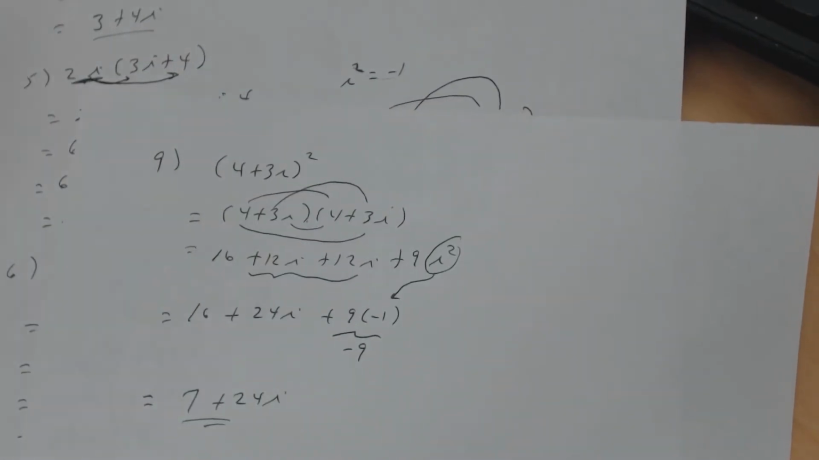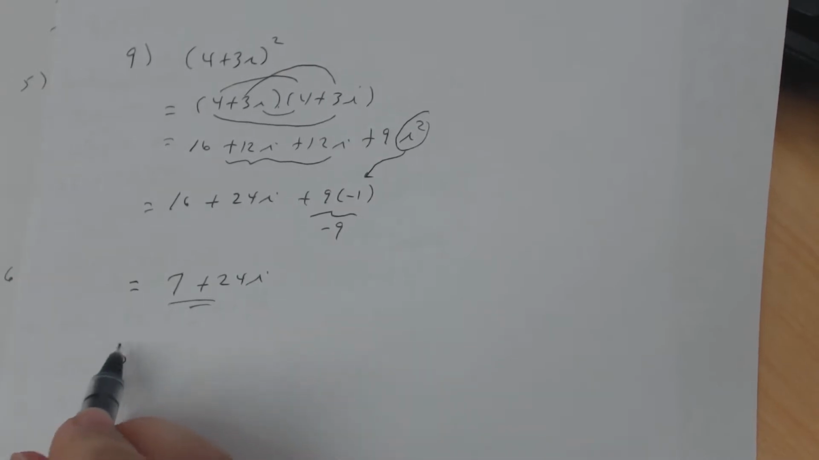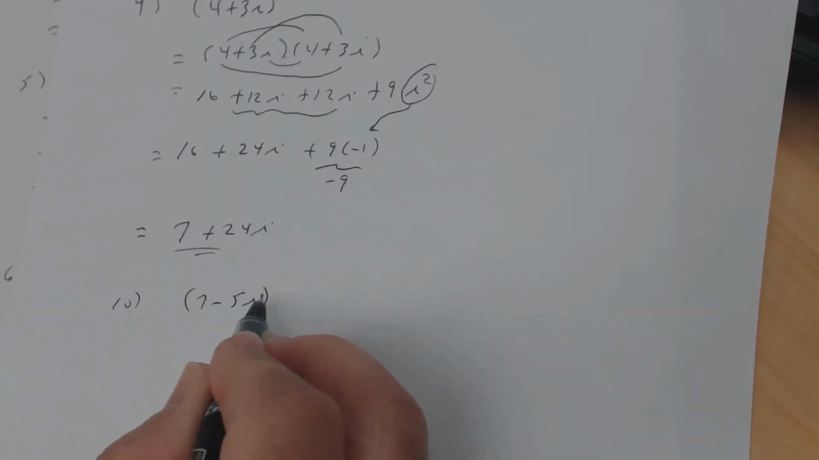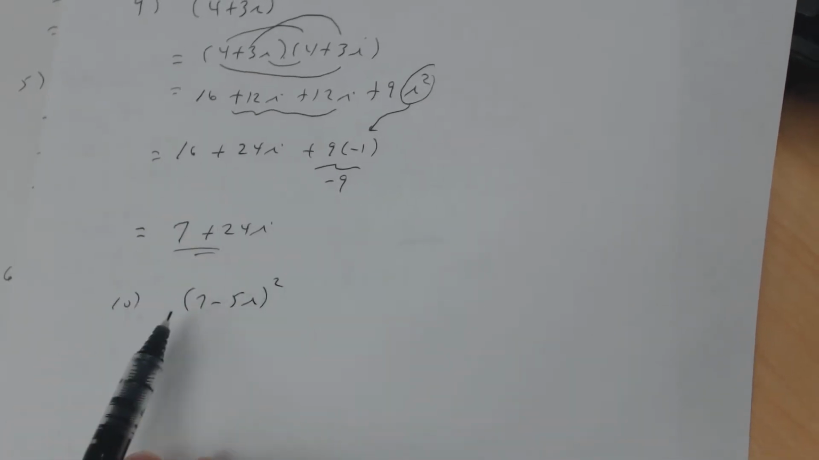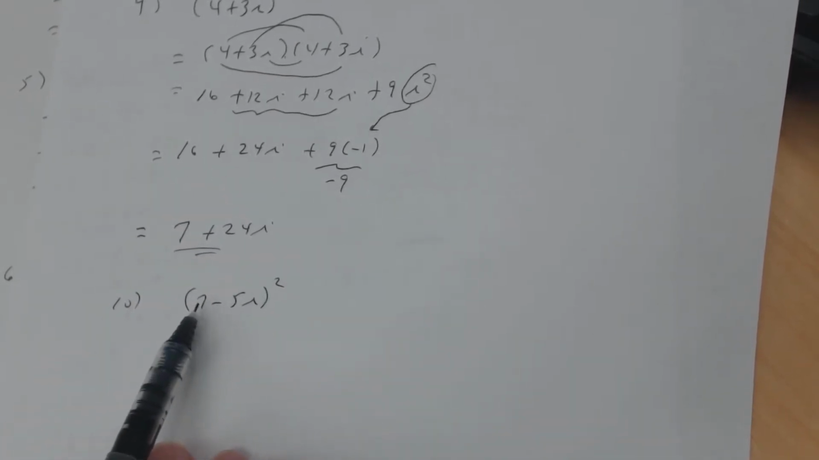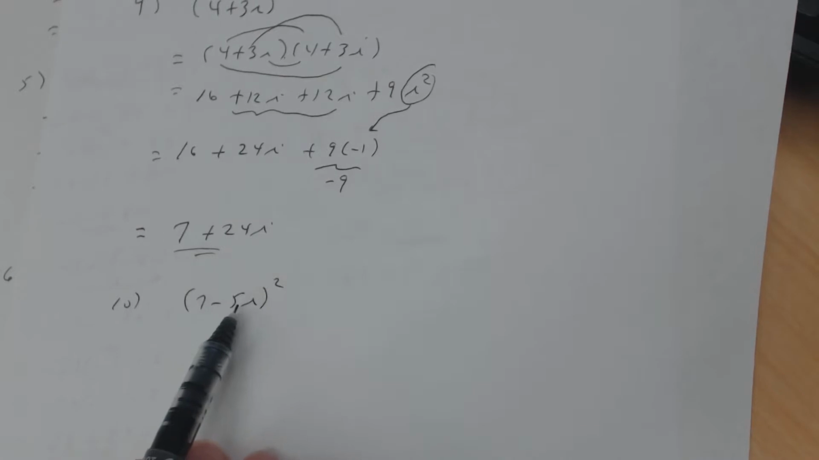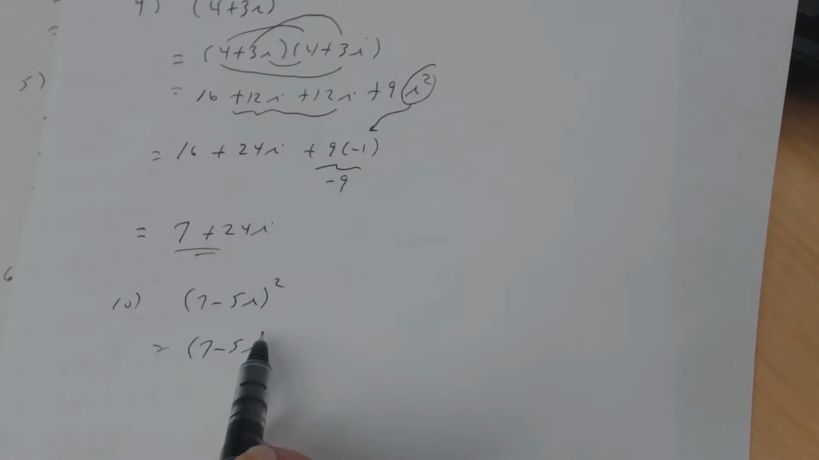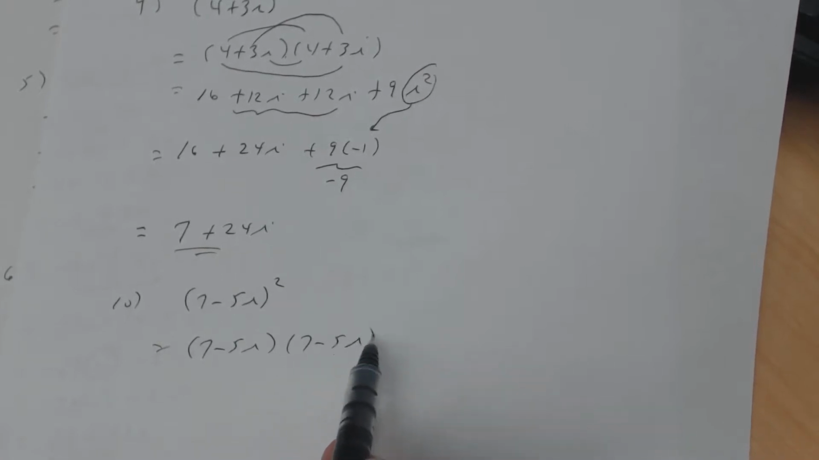Okay, number 10. Number 10, you have 7 minus 5i squared. So the same thing as with number 9. Again, don't just square the 7 and square the negative 5i and then you're done. You've got to remember there's also an outer and an inner you have to deal with. So you have to write out what this means. This means 7 minus 5i times 7 minus 5i. And now you notice I have to use the FOIL method.